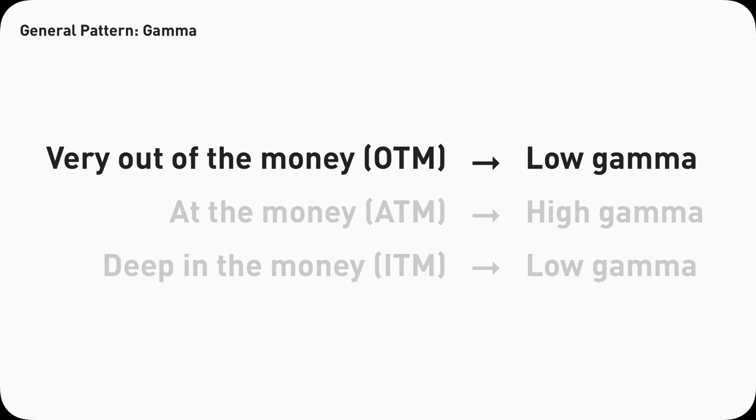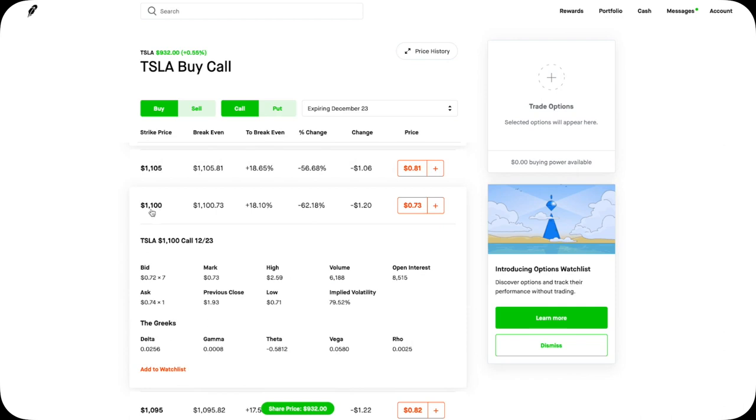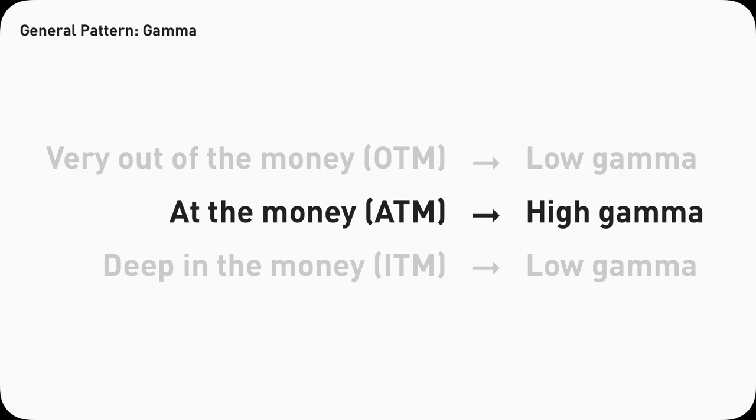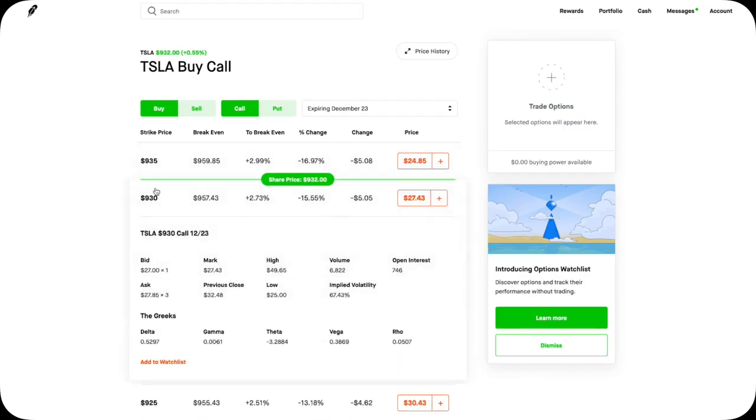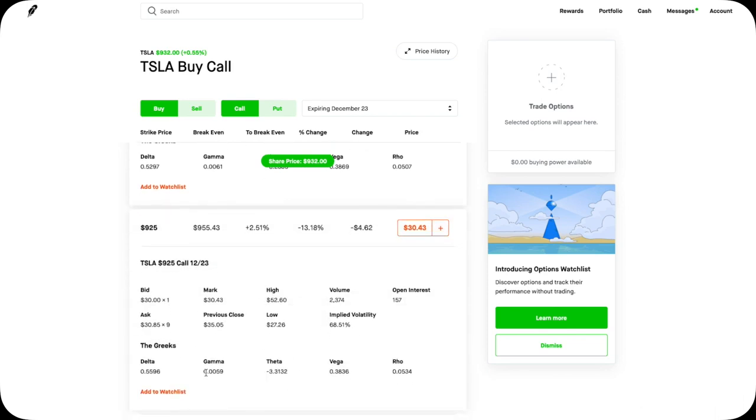Look at this example. A $1,100 Tesla call also has a very low gamma of 0.0008. So gamma is really at its highest when the call option is at the money, meaning the strike price is very, very close to the current stock price. For example, a 930 strike Tesla call has a gamma of 0.0061 because the strike price 930 is very close to the current Tesla stock price 932. When you start to move away from it, like the 925 strike, it starts to decrease to 0.0059.